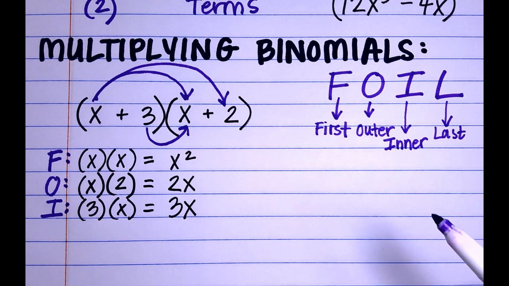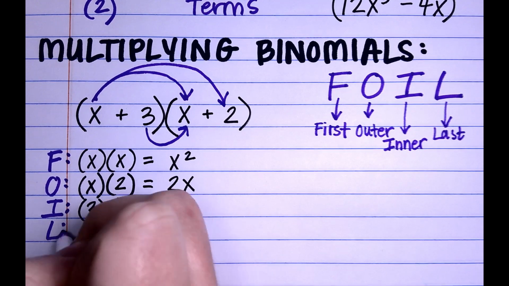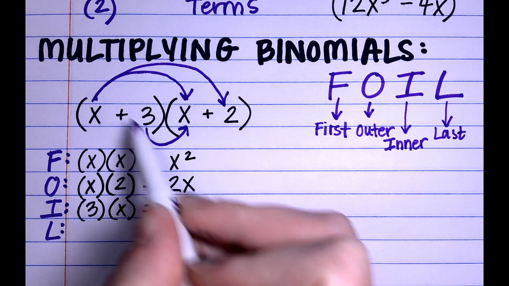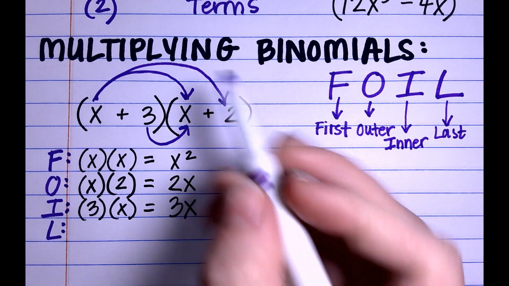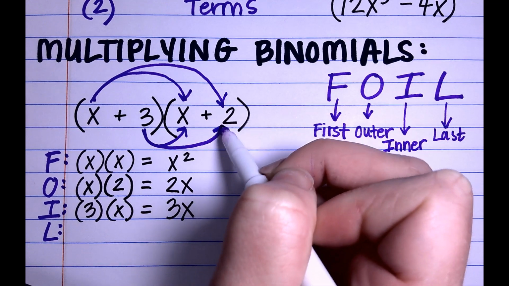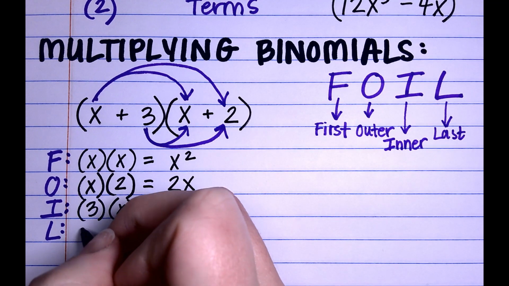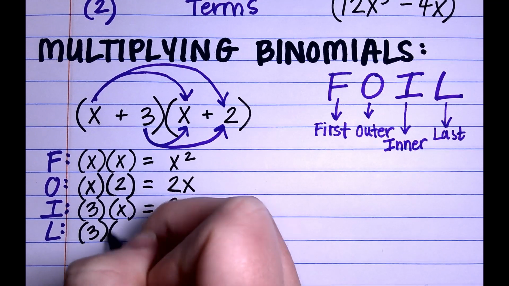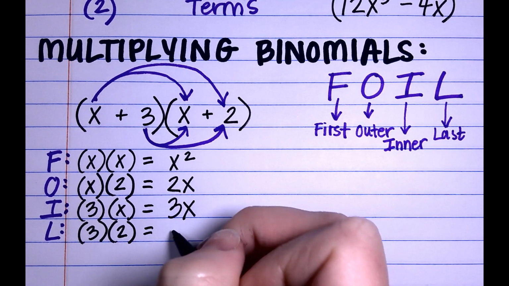Okay, and last but not least, my last terms, L in FOIL. My last terms are going to be the last numbers or items at the end of both binomials. So I've done 3 times x. Now I need 3 times 2. So 3 times 2. And 3 times 2 is 6. Good.